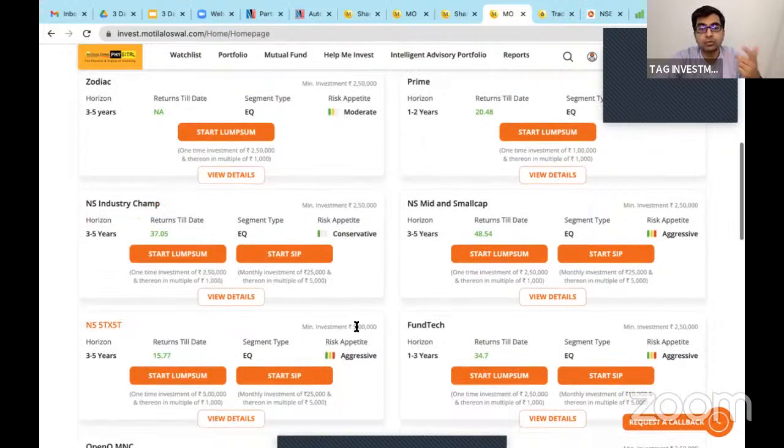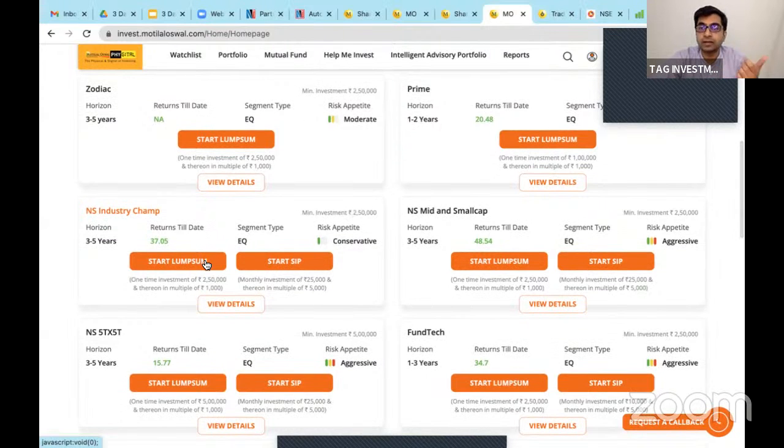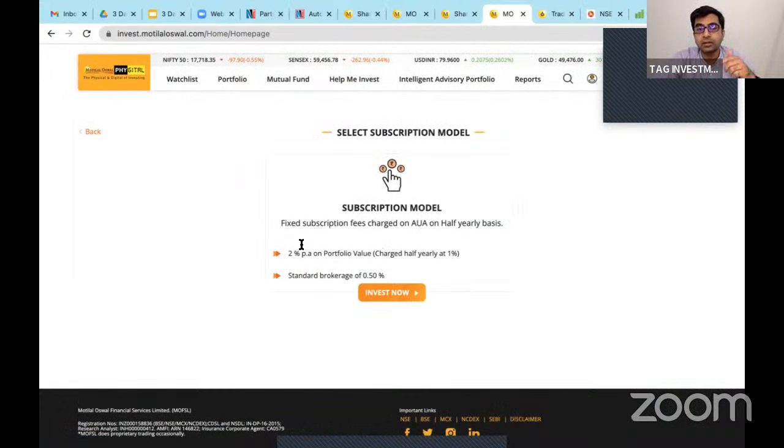actually choose. So supposedly if you are a conservative investor, the minimum investment required is 2.5 lakh rupees. You can invest through a lump sum or through the SIP route. Supposedly you want to invest through the lump sum route. So you click on here. Now you have the subscription model or fixed fee model. So subscription model charges you 2% on a year-on-year basis. Since it's a SEBI registered product, the capping of the expense ratio is up to 2.5% in the subscription model, and the standard broker charges of 0.5% is applied.